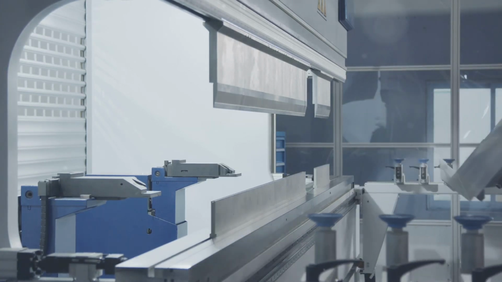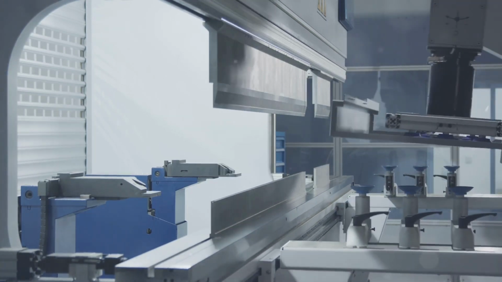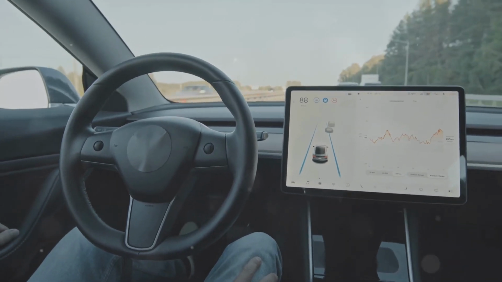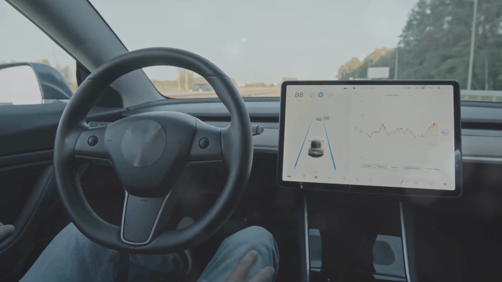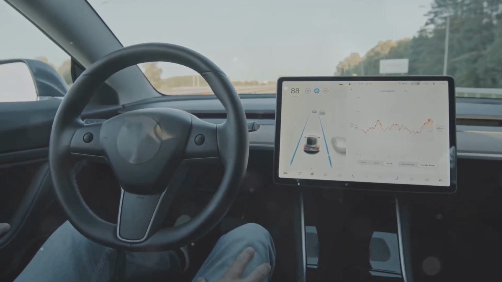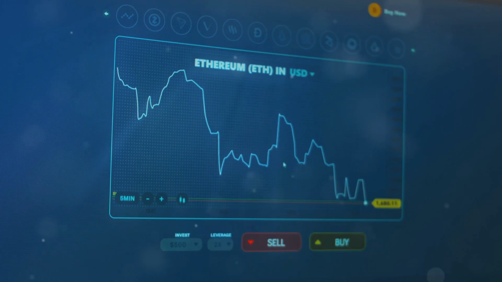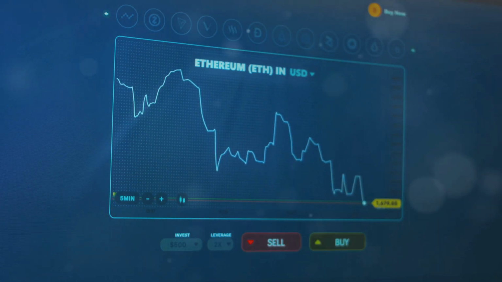Boston Dynamics robots use RL to perfect their movements. 3. Self-driving cars. Companies like Tesla and Waymo use RL to train their self-driving cars to make decisions in real-time traffic. 4. Finance. RL algorithms are used in stock trading to optimize trading strategies based on market feedback.